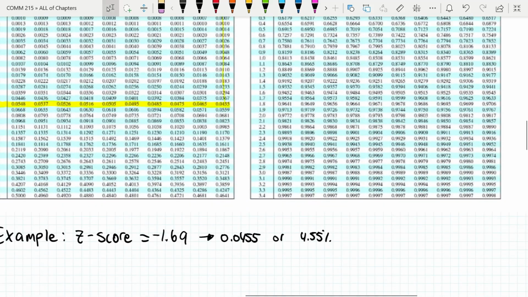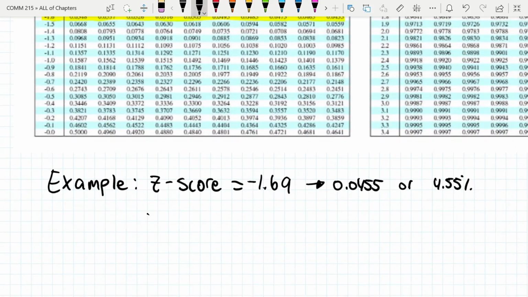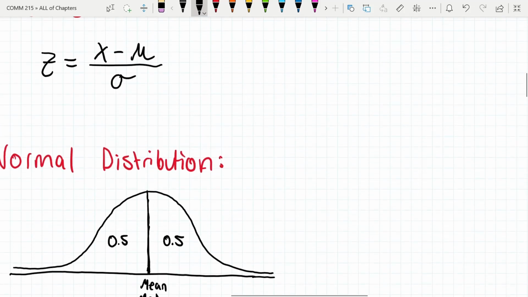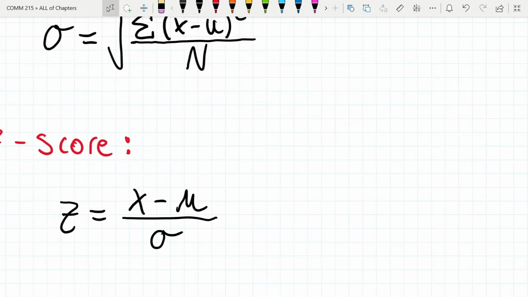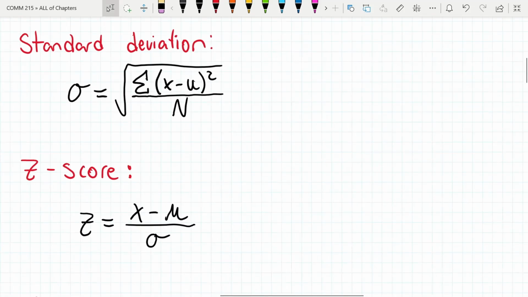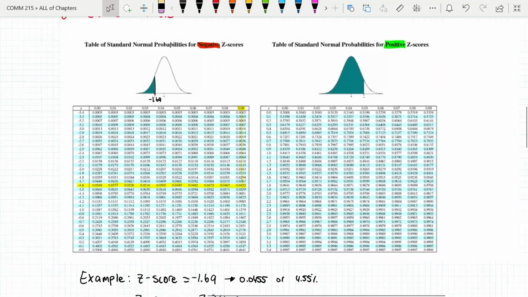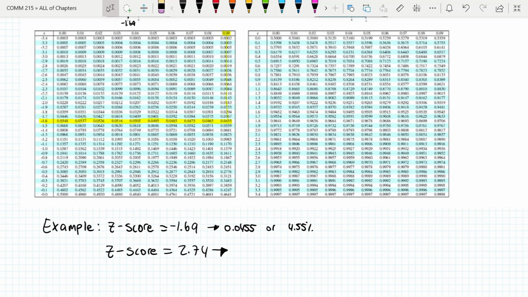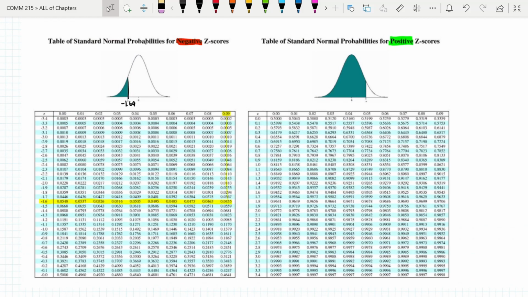So I'll do another example with a positive. Let's just use, for simplicity, a random number, so I'll just do 2.74. Let's say I calculate that, and once again, I'm using the formula of x minus u divided by your standard deviation. And then once I find that, I see that it's positive. To repeat myself again, so it's very clear for you guys.